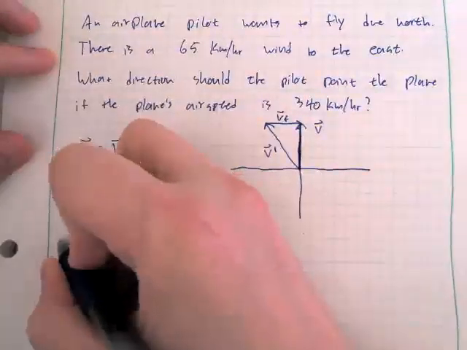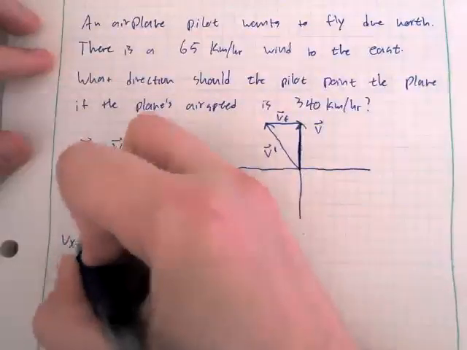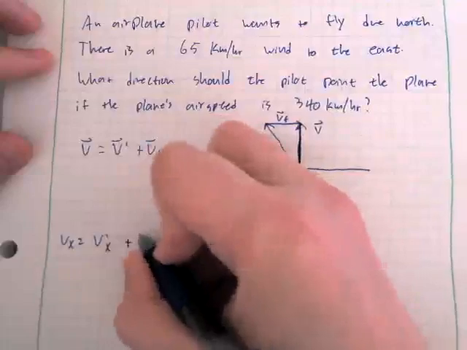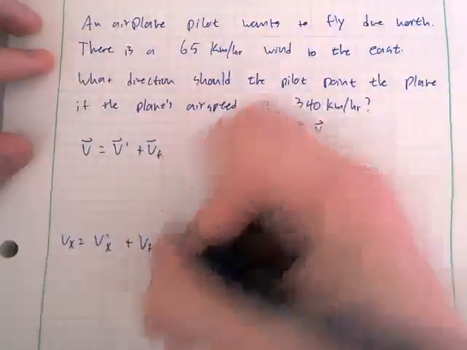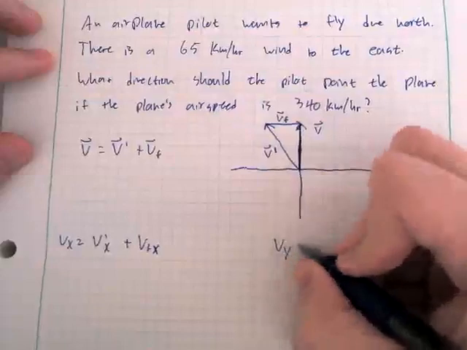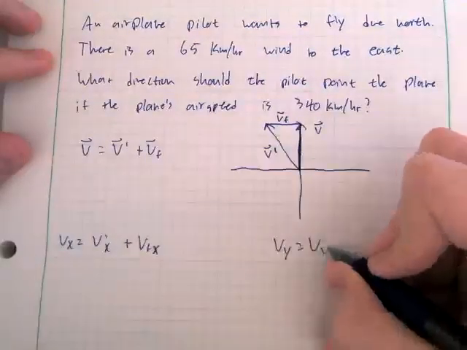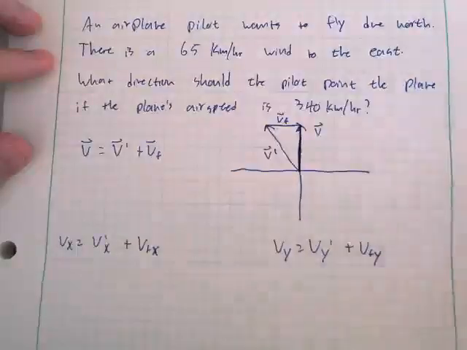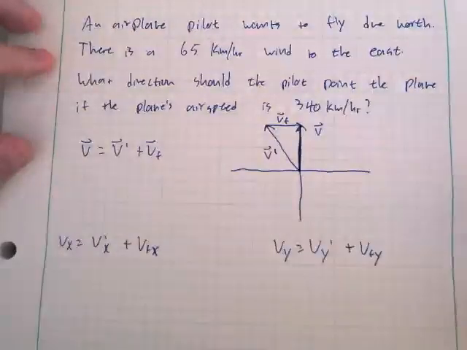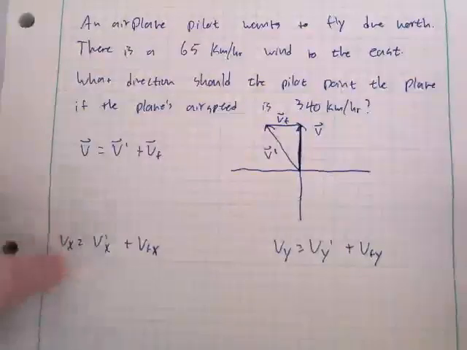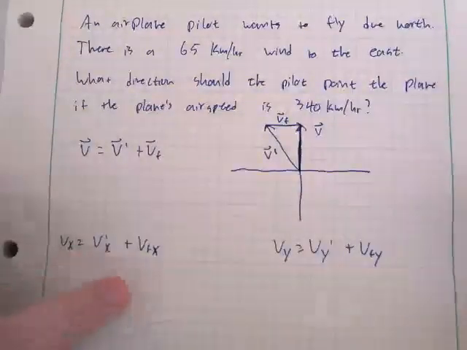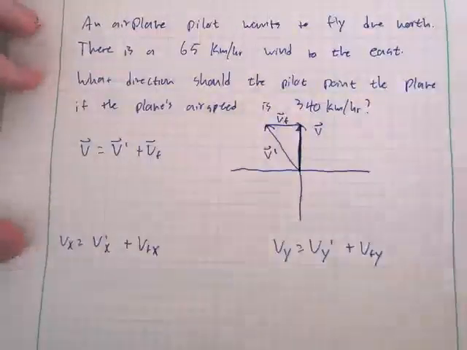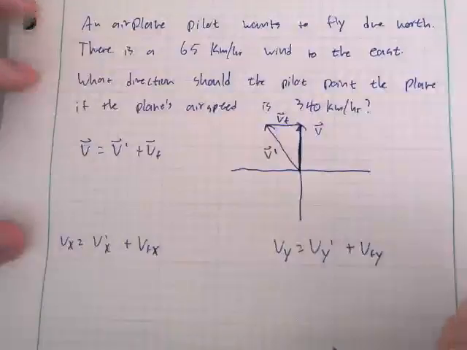We can say what we have: Vx equals v prime x plus Vfx. And then we can also, of course, say Vy equals Vy prime plus V frame y, right? So of course, again, our object is the plane. It has a speed relative to the ground, it has a speed relative to the air, and we also have the speed of the wind itself, the speed of the air, right? So let's start filling in what we know.